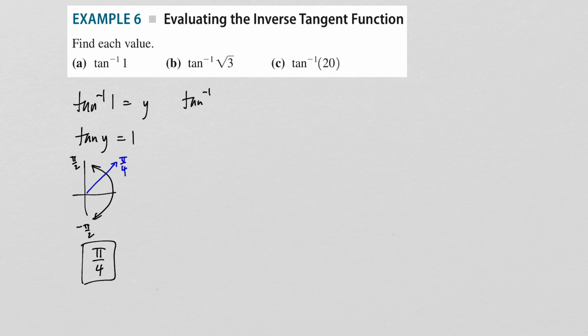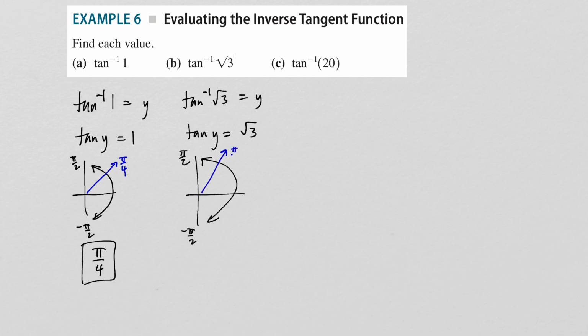Inverse tangent of radical 3, if that's equal to some value y, that would mean that tangent of y is equal to radical 3. And once again, we would need to be looking for the angle between negative pi over 2 and positive pi over 2 for which tangent is equal to radical 3. So if you know this, you would know that this would be the angle pi over 3 because tangent of pi over 3 is radical 3. So the answer here is pi over 3.